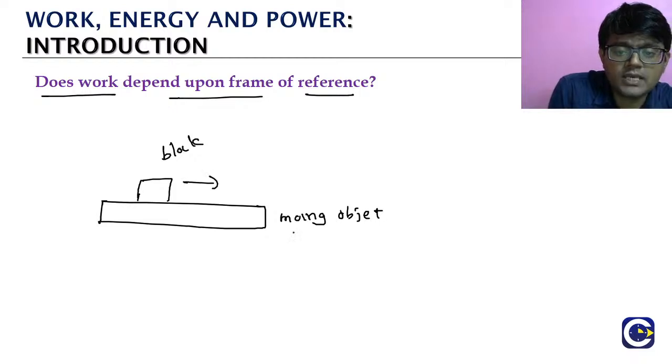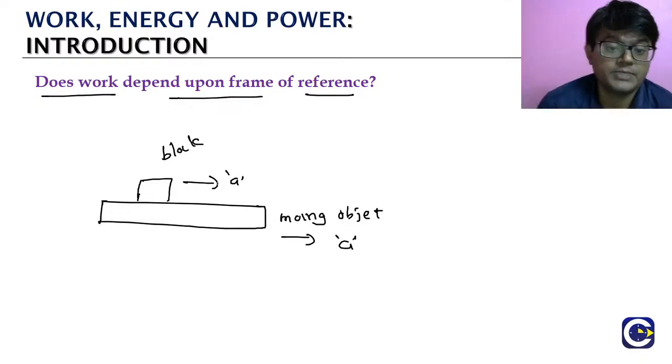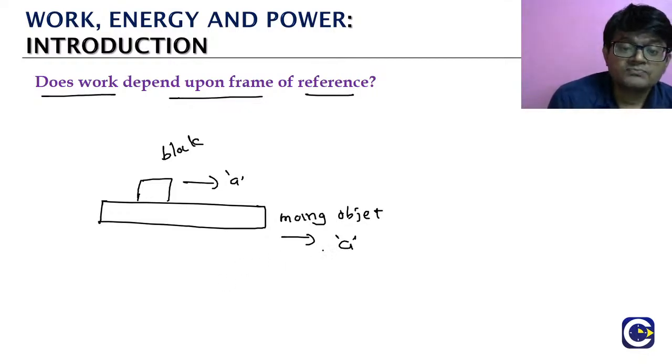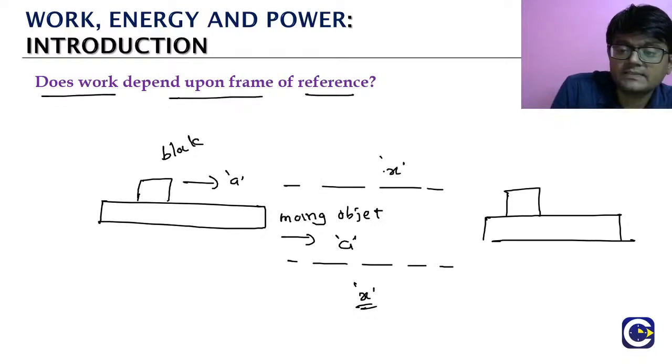So let's say the block is also moving. Whatever is the acceleration of the moving object, the block is also having the same acceleration, means it is going along with the moving object. Now if the moving object has a displacement of some x, then the moving object will go here. The block also will get the same displacement x.